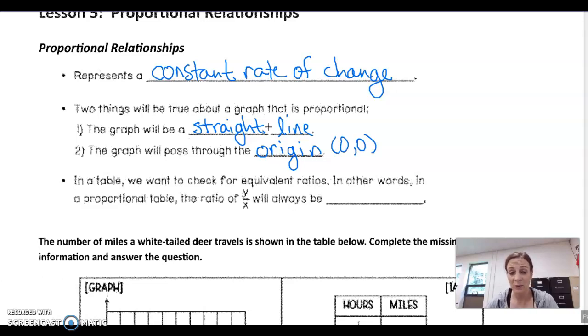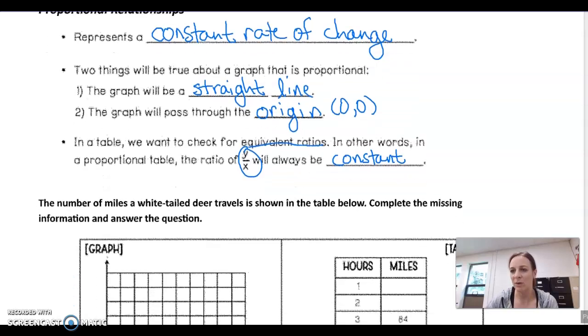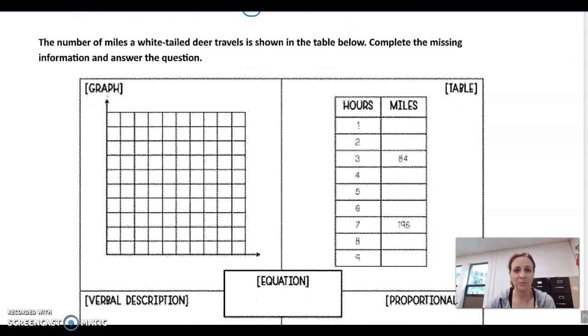And what we first started doing, if we wanted to check for equivalent ratios, is y divided by x, it will always be constant. And that's what we are looking for in tables. Okay, so these things describe what it means to be a proportional relationship. Again, you're going to find some things that aren't a straight line or aren't constant. There's nothing wrong with them. They're just not proportional.